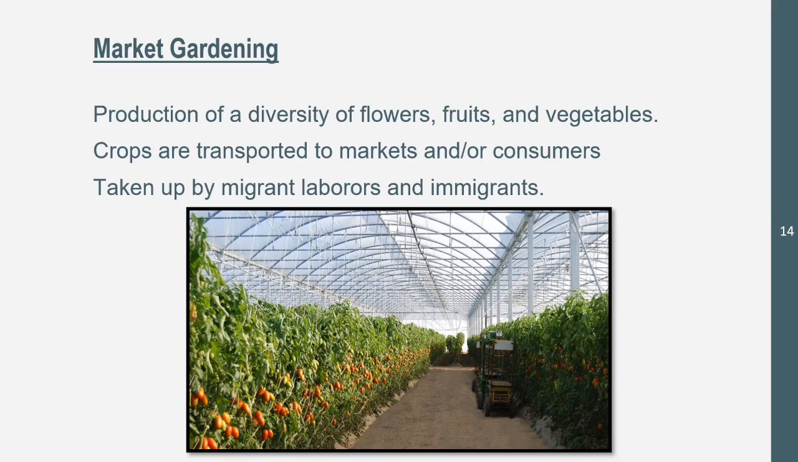We're starting with market gardening, which is the production of a diversity of flowers, fruits, and/or vegetables. Crops are transported to markets and the consumers, and these are usually taken up by migrant laborers and immigrants, so people moving around or immigrants. So if you go to those farmers markets or stores or booths in southwestern United States where the border is, you'll see a lot of immigrants selling things like flowers, fruits, and vegetables that they've grown themselves for a living to make a profit. And they're transporting these to the consumers or the markets.